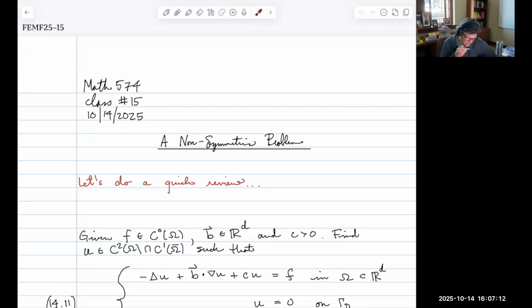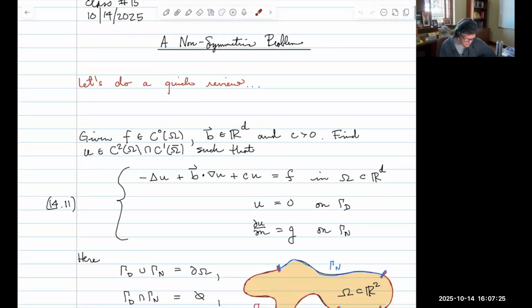I want to do a quick review before we get into brand new material, a review of the non-symmetric problem that we were working with last time. We can pose that in weak form or strong form. It makes sense to pose it in the classical strong form first.